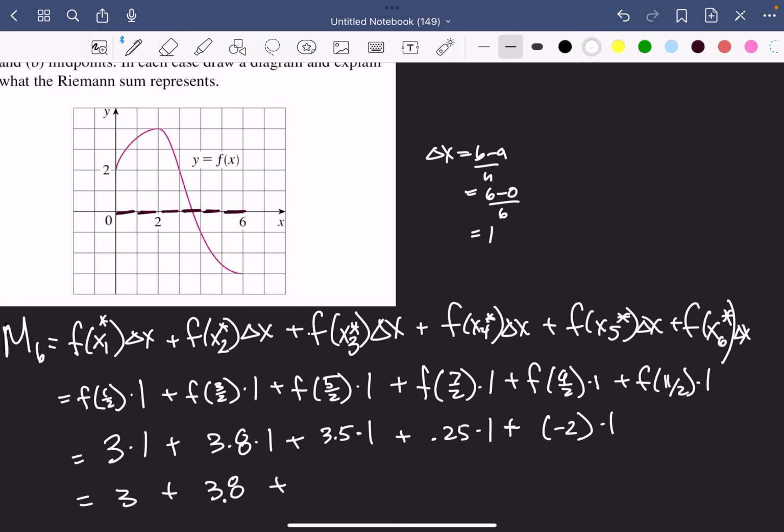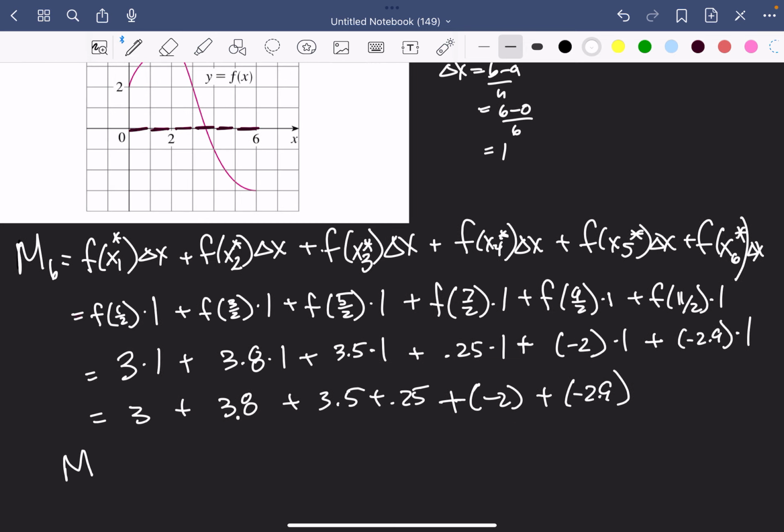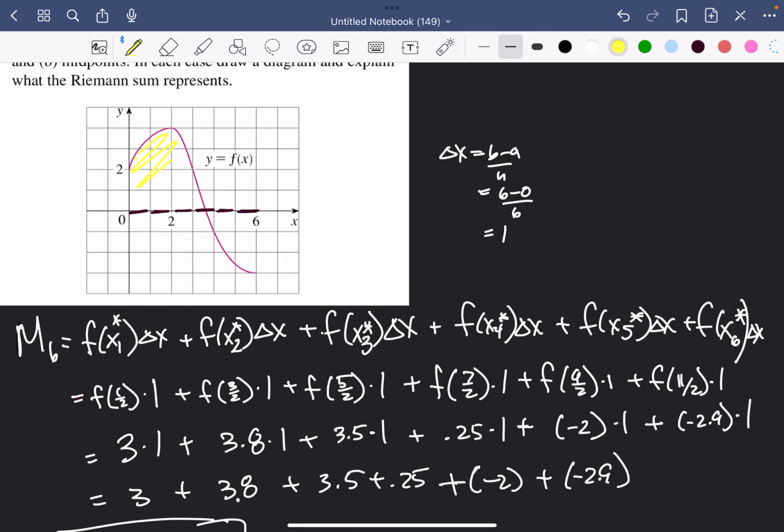Times 1 plus -2.9 times 1. So plus -2 plus -2.9. It turns out that if we have a midpoint Riemann sum approximation with 6 subintervals, we calculated that we got 5.65 square units for this area.